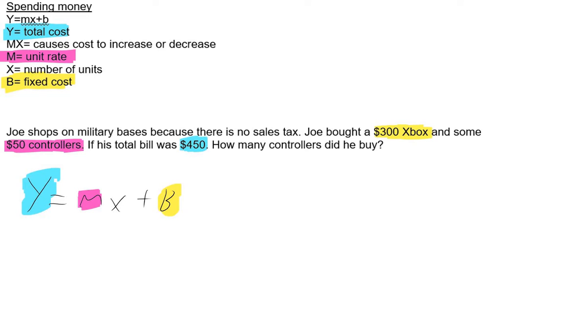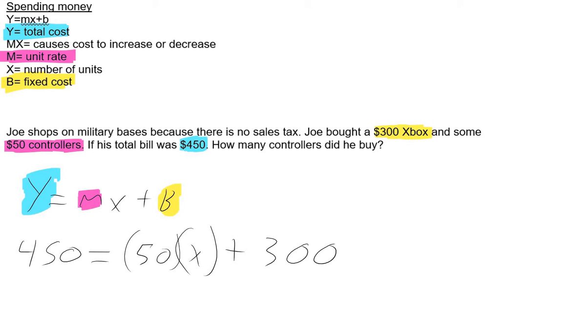So what we see is we want to replace these numbers into the letters now that we know what they are. So 450 equals 50 times X plus 300. So now all we have to do is get X by itself.